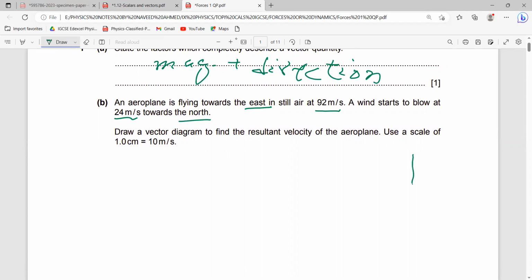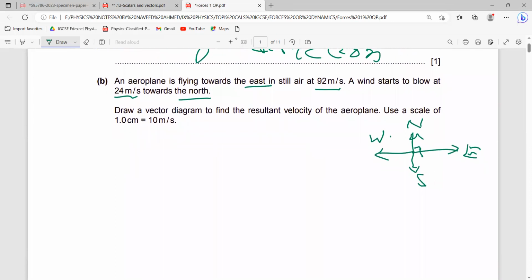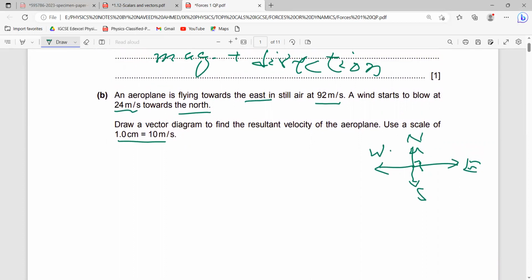So you know the directions: this is north, east, west, and this is supposed to be south. And these are at an angle of 90 degrees. You know about that. These are the four directions. So first of all, we draw a rough diagram, and in the second step, we draw a vector diagram to find the resultant velocity of the aeroplane. Use a scale of 1 centimeter shows 10 meters per second. So first of all, we see the rough diagram.